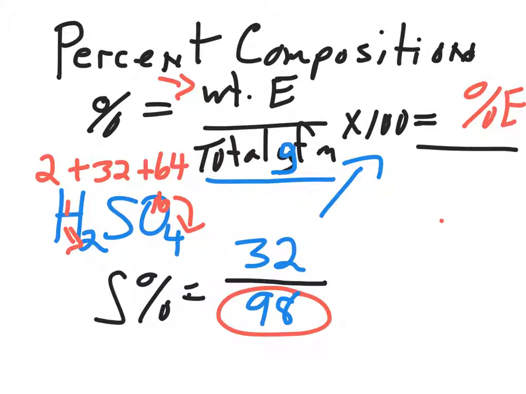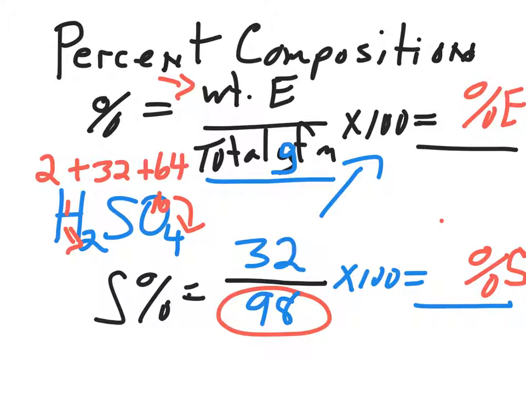Okay. So now you're just going to follow the rest of the formula. 32 divided by 98 equals times 100. This will give me my percent of sulfur. So how much is that? 32 divided by 98 equals times 100? 32.6? Okay, so 32, whoops. Let's go ahead and erase that.